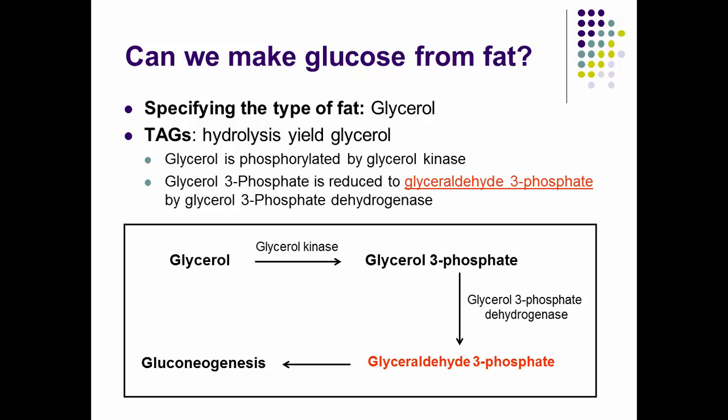Remember, when we talk about gluconeogenesis, this is one pathway that occurs only in the cytosol, and here it takes just two reactions, remember the two bypass reactions. The first is glycerol kinase, which converts glycerol to glycerol 3-phosphate, and this is then converted to glyceraldehyde 3-phosphate by the enzyme glycerol 3-phosphate dehydrogenase. And this will enter the gluconeogenic pathway.